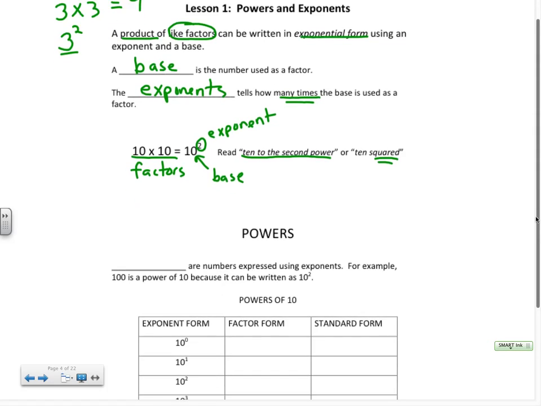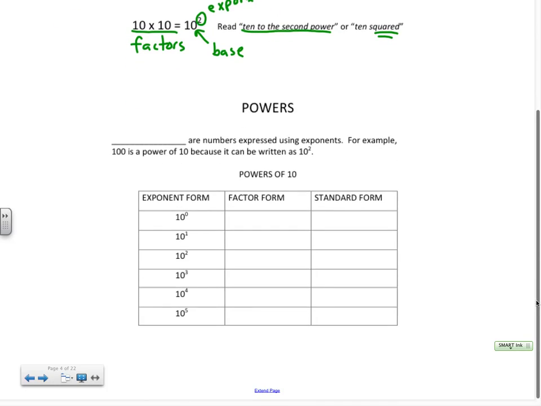All right, let's take a closer look at powers. Powers are numbers expressed using exponents. For example, 100 is a power of 10 because it can be written as 10 to the second power. So let's take a look at all these. Any number with 0 as its exponent is always going to be equal to 1. No matter what that number is, it could be 5 to the 0 power. That equals 1. It could be 8 to the 0 power. That equals 1. 10 to the 0 power equals 1.